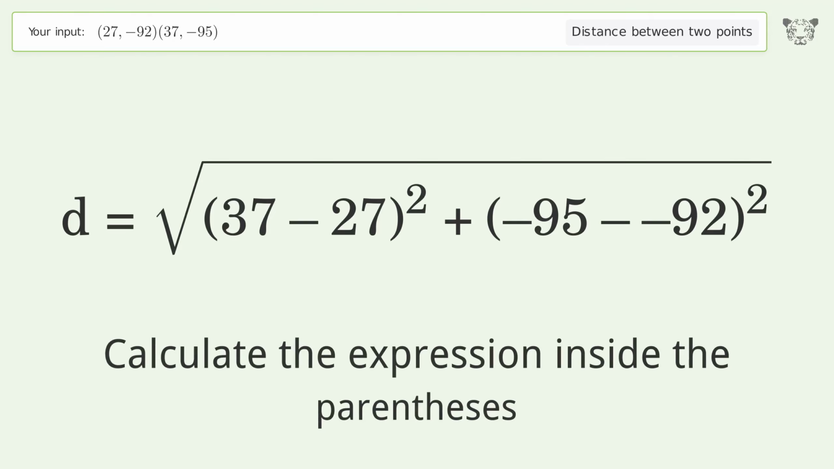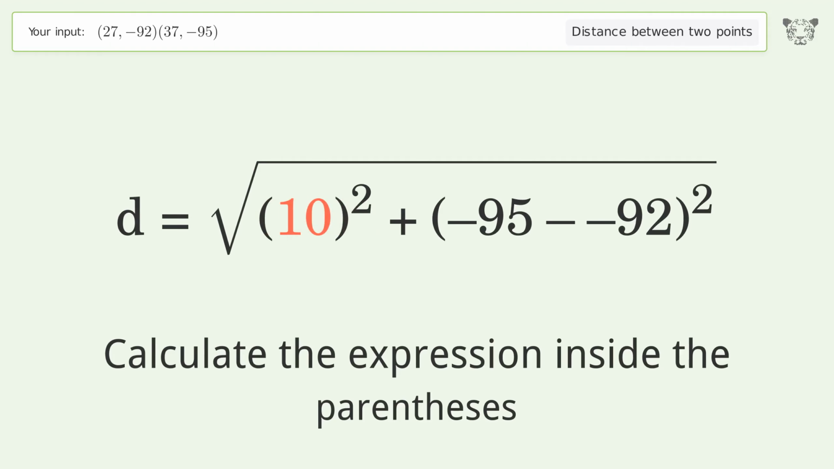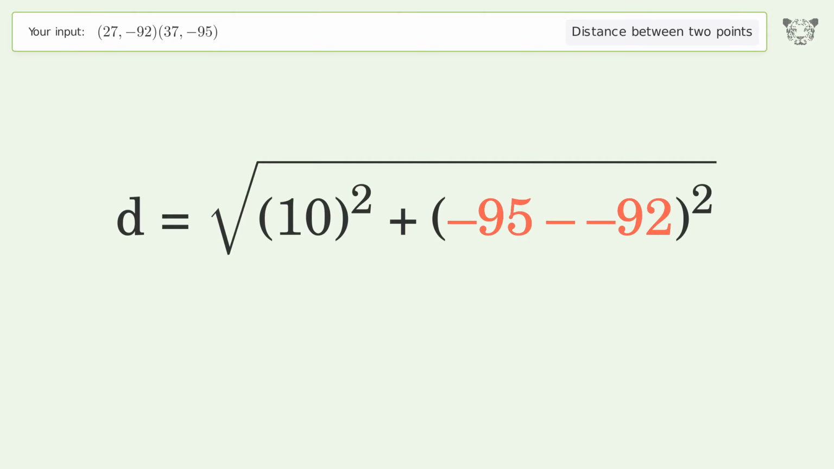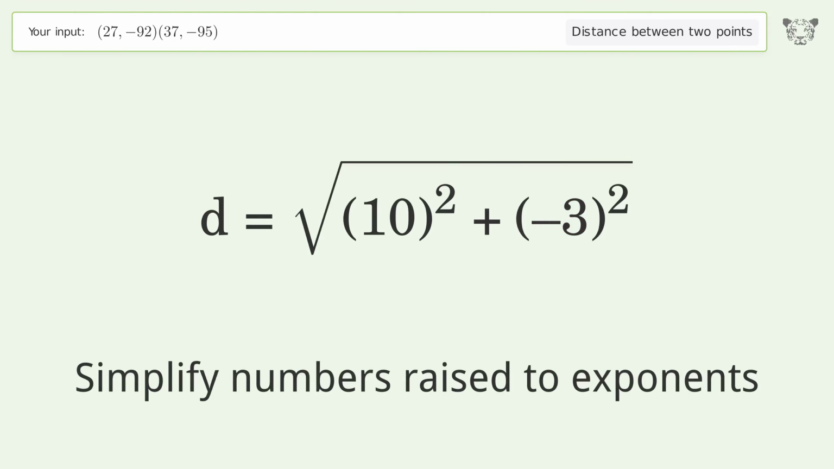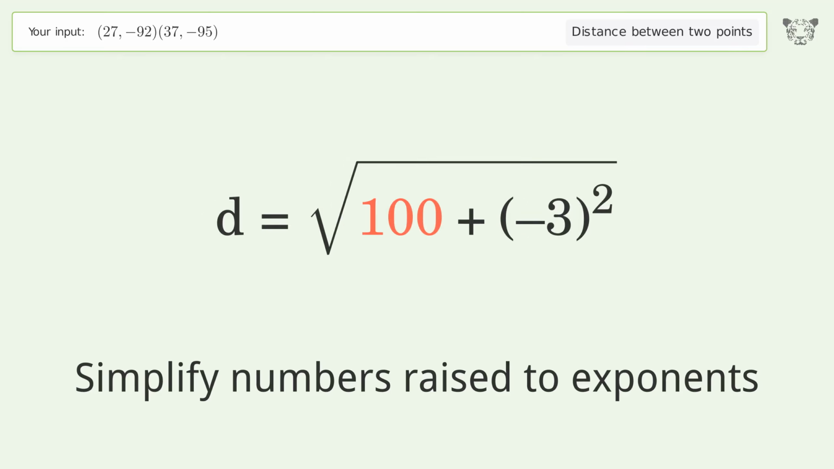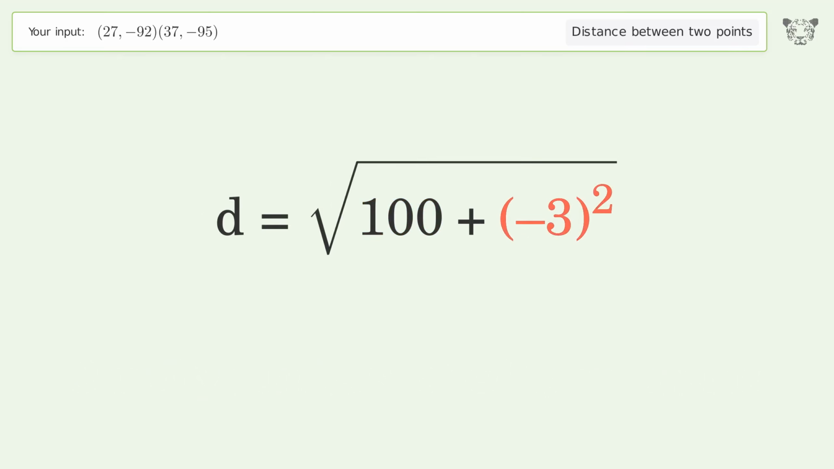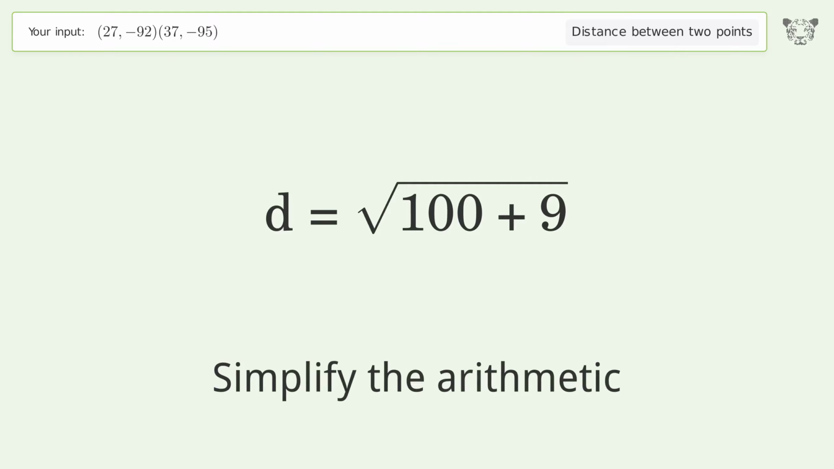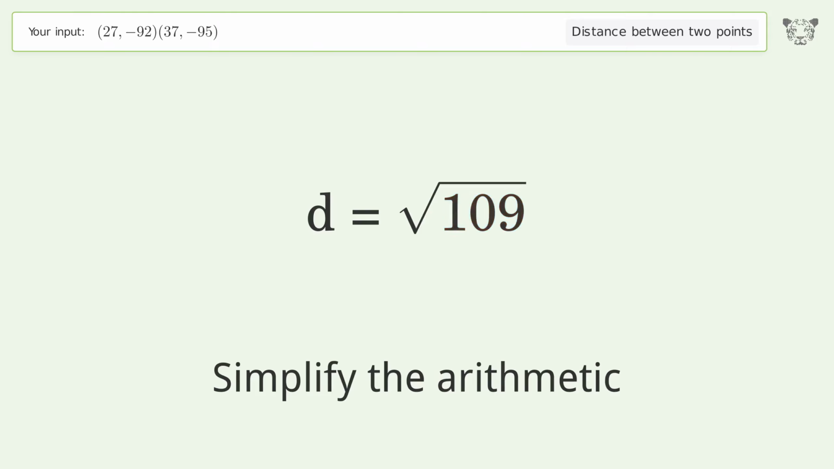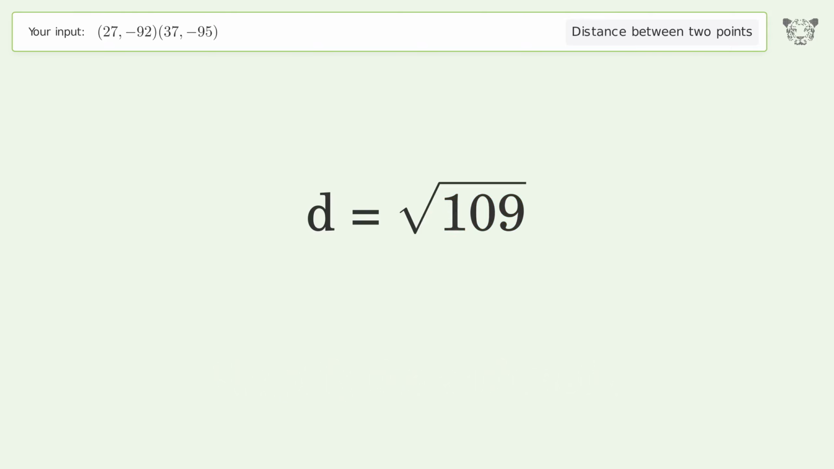Calculate the expression inside the parentheses. Simplify numbers raised to exponents. Simplify the arithmetic. And so the distance between the 2 points is the square root of 109 or 10.44.